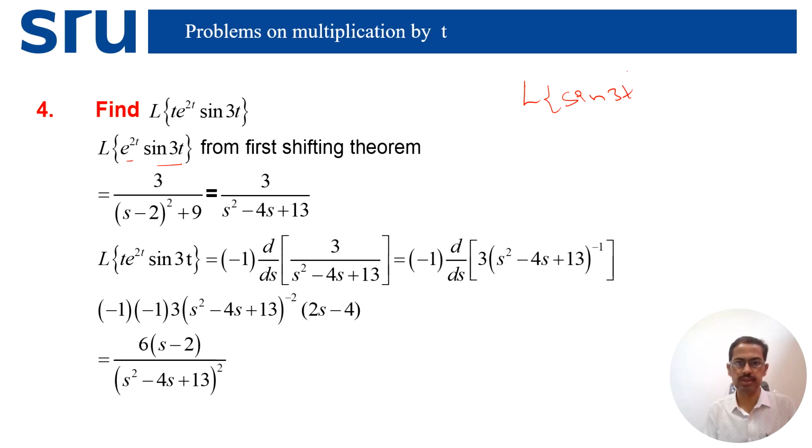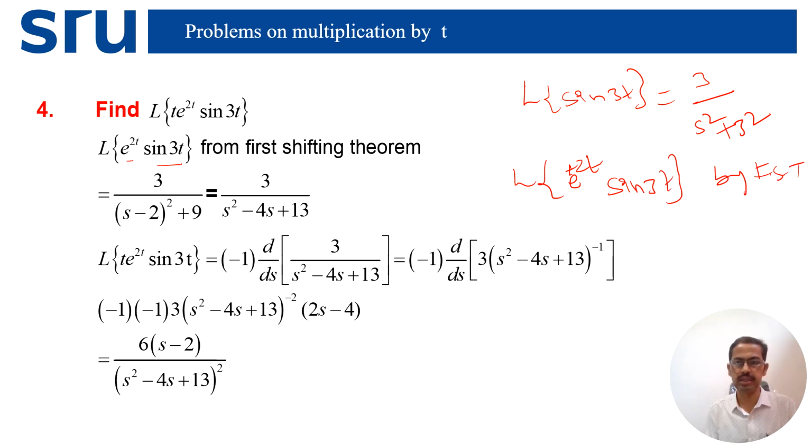What is the Laplace transform of sine 3t? Sine 3t Laplace transform is 3 by s square plus 3 square. And for e to the power of 2t sine 3t, by the first shifting theorem, what do you replace here? S by s minus 2, because e to the power of 2t, a is equal to 2. So we get 3 by s minus 2 whole square plus 3 square, which is 9, and simplify this one.